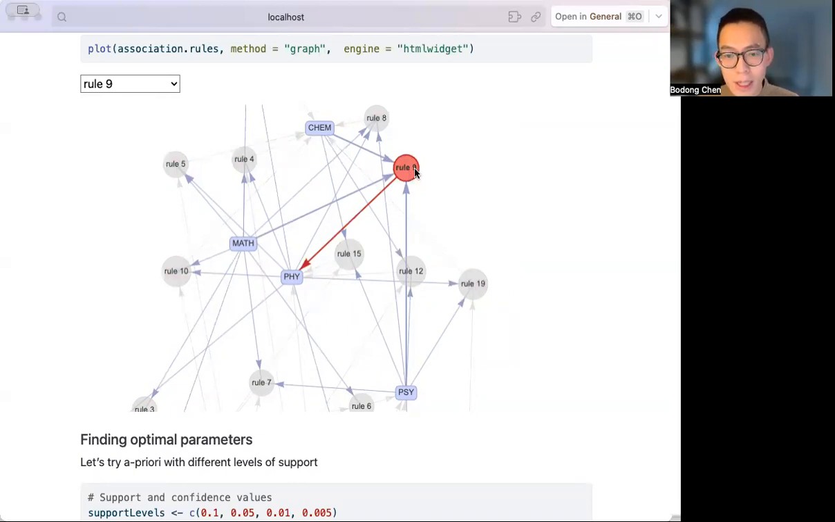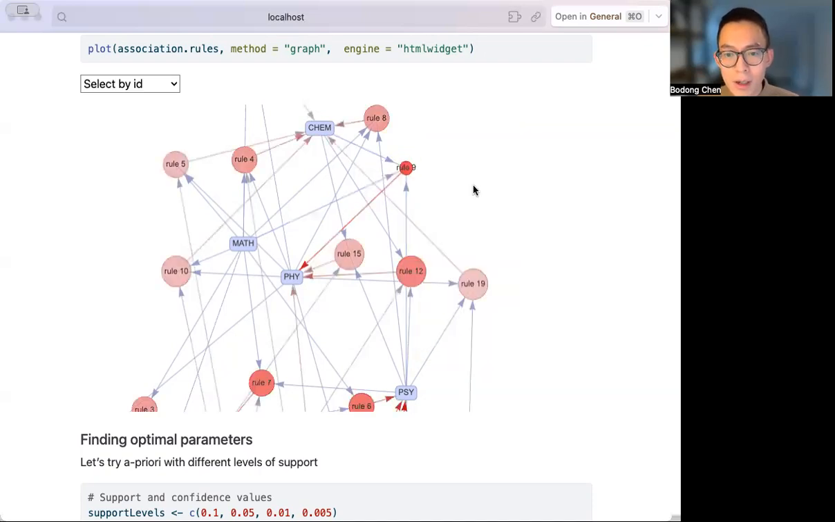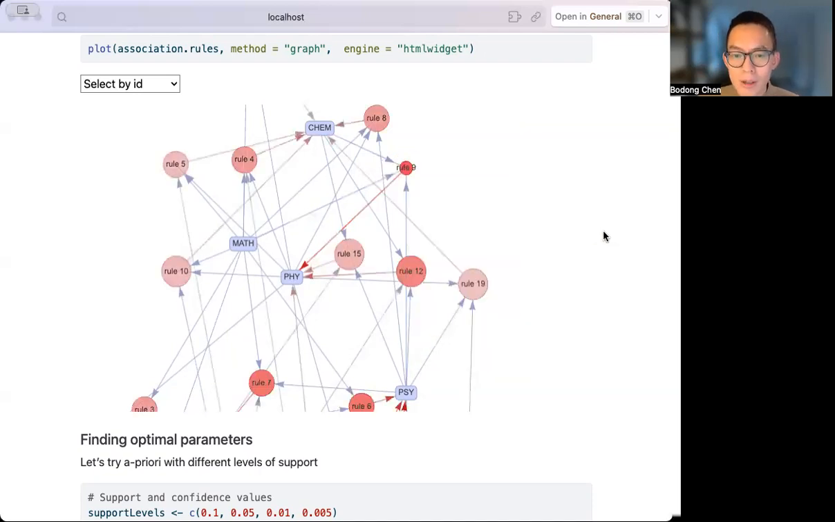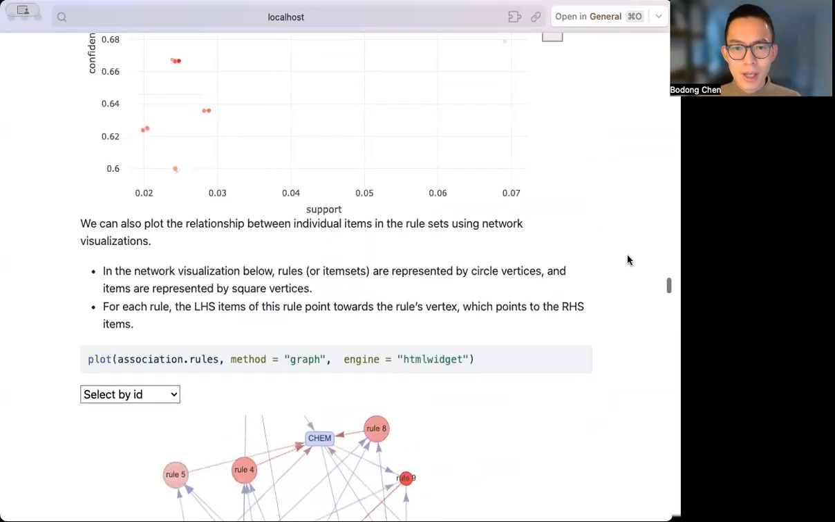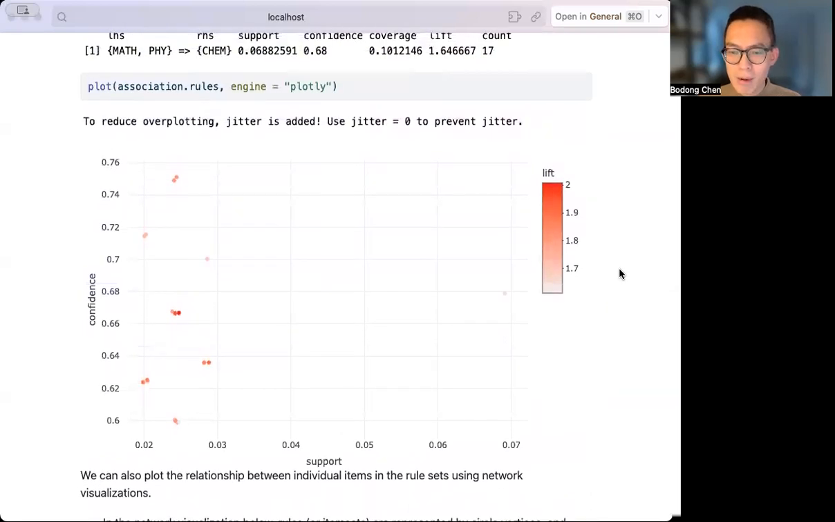Given the size of the circle, how confident you are. Given the color of the circle, what's the lift of this particular rule, so that you have another way to make sense of the rules you're getting. So again, you can use this different type of functionality provided by the library to explore the rules, and the goal here is to really find out what are the most interesting rules that are worth looking at in your data set.